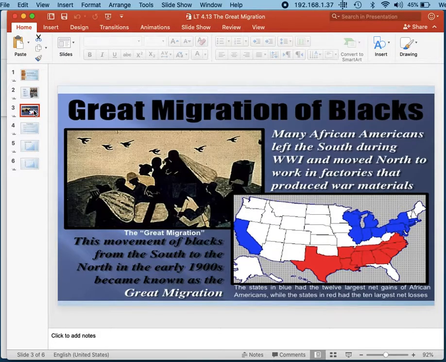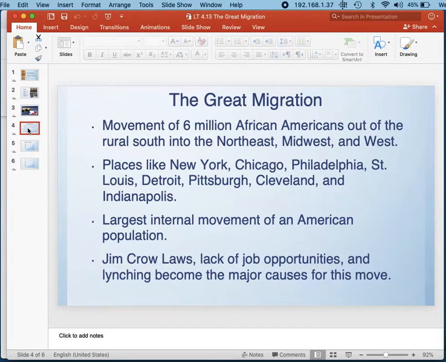When we say the word migration, migration is internal. African Americans who were living in the southern United States moved from one location to another location within the United States. That is called migration. Okay, so I want to make sure and emphasize the difference between the two. Let's go to the next slide.